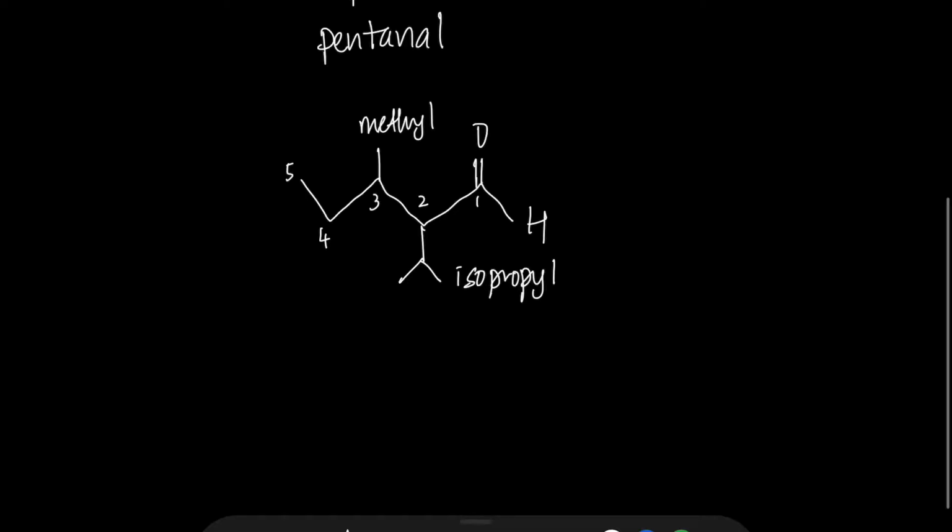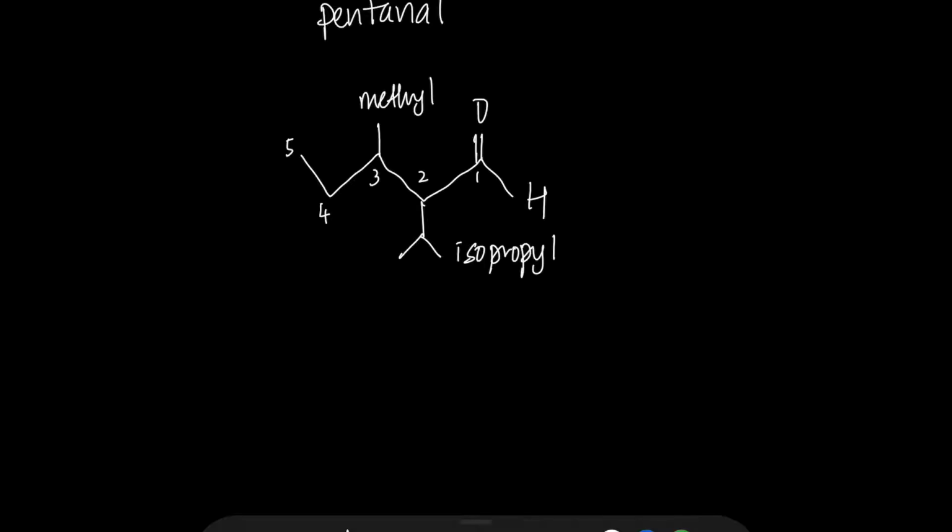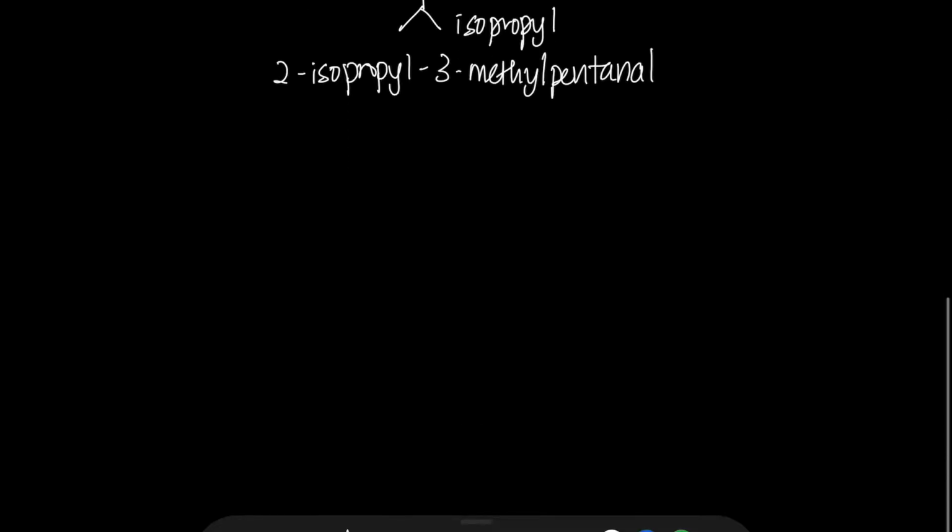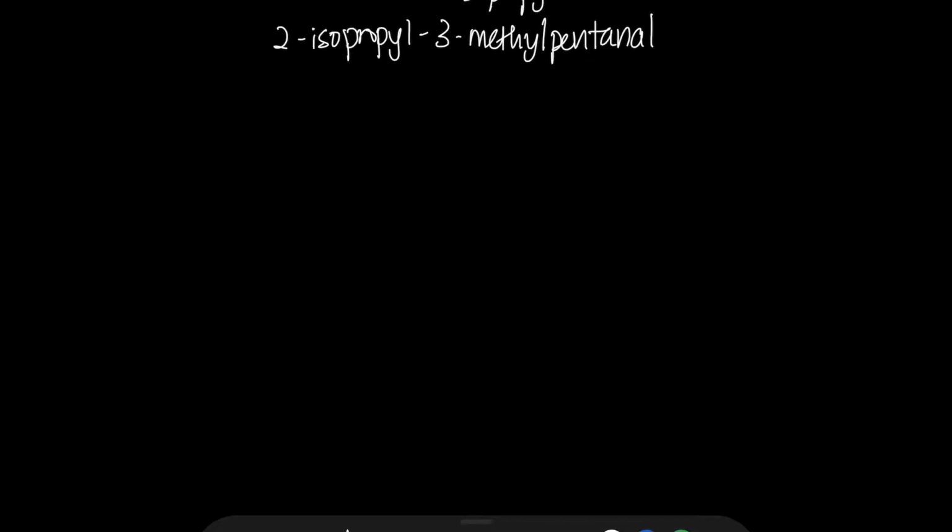So to name this compound, for the substituents, we have to arrange them according to alphabetical order. So I comes before M. So the name should be 2-isopropyl-3-methylpentanal. Next, let's look at another example.